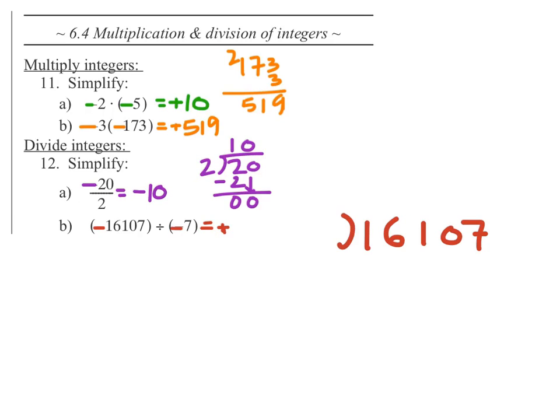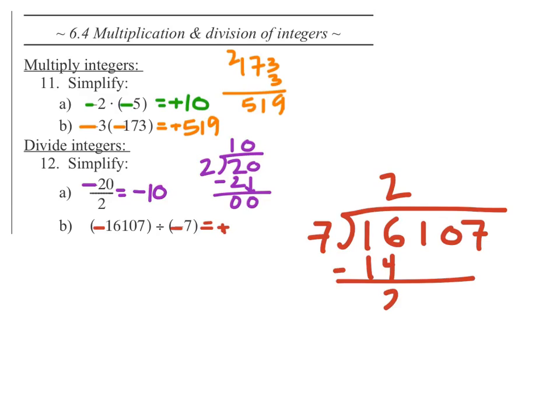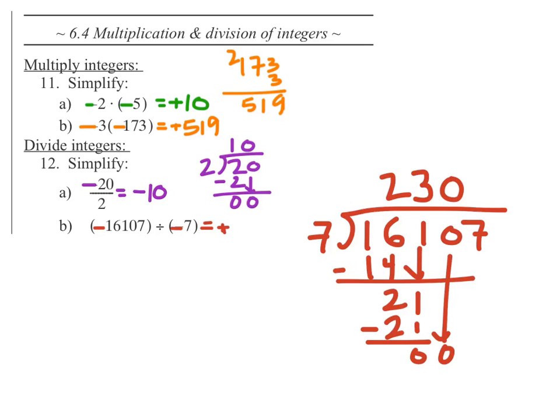16,107 divided by 7. Well, 7 won't go into 1, but it will go into 16 2 times. 2 times 7 is 14. Subtracting, I got the 2. So I'll drop the 1. 7 goes into 21 3 times. 3 times 7 is 21, which makes that a 0. Now it will go into this 0 in the tens place 0 times. And so we'll drop the 7. How many times does 7 go into 7? 1 time. So the final answer on this one, positive 2,301.